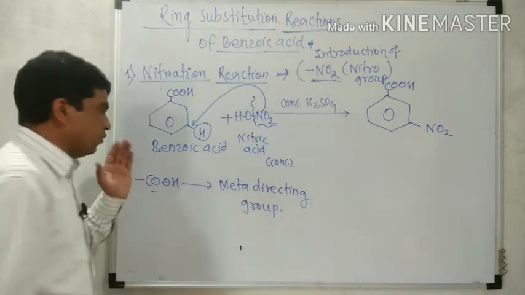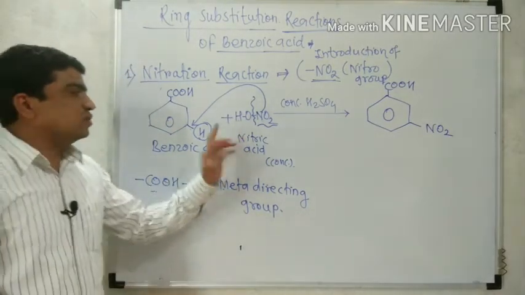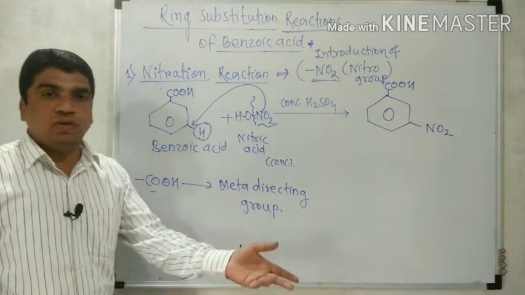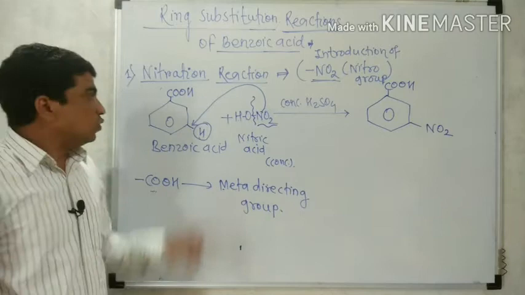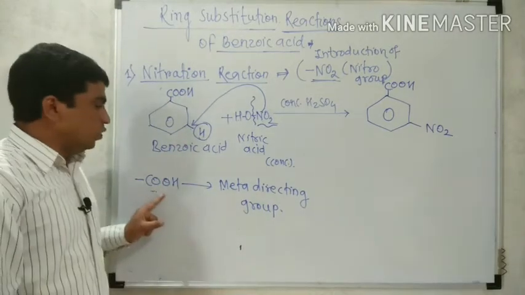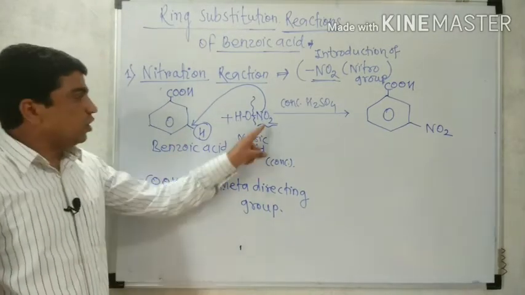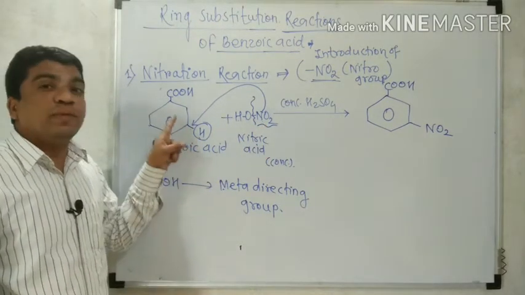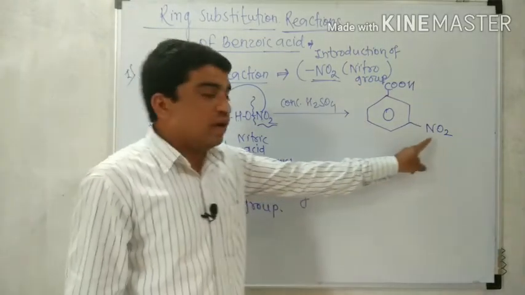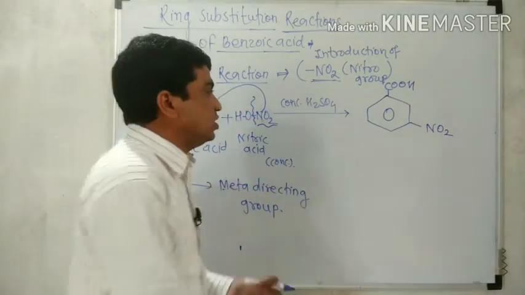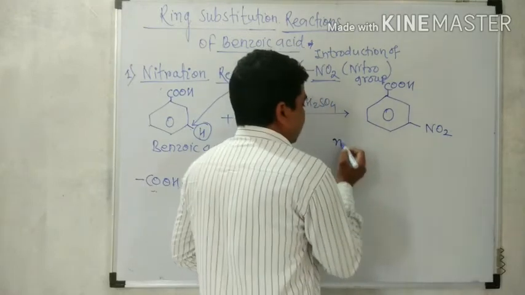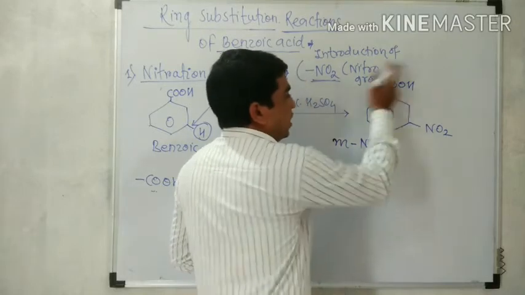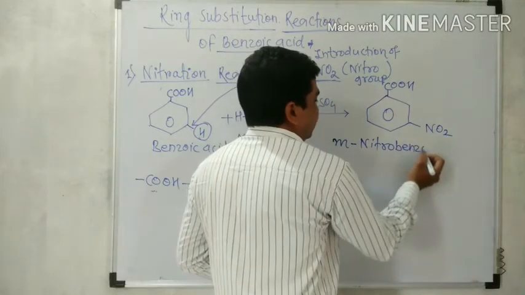What happened in the reaction when benzoic acid reacted with concentrated nitric acid in the presence of concentrated sulfuric acid, or we can use the word nitrating mixture? Because COOH is a meta directing group, the NO2 group of nitric acid replaces the hydrogen atom from the meta position of the benzene ring. Therefore, the nitro group is added to the meta position. So here we obtain meta NO2, meta nitro, and the remaining structure of benzoic acid.